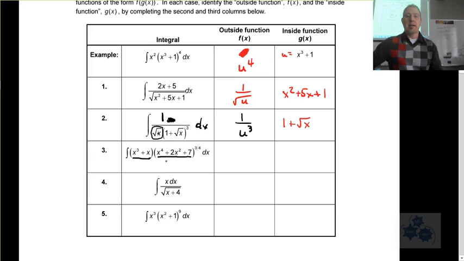So, slam dunk. Inner function right there. Inner function, x to the 4th plus 2x squared plus 7. Outer function is the inner function and whatever happens to it. Right there. u to the 3/4.